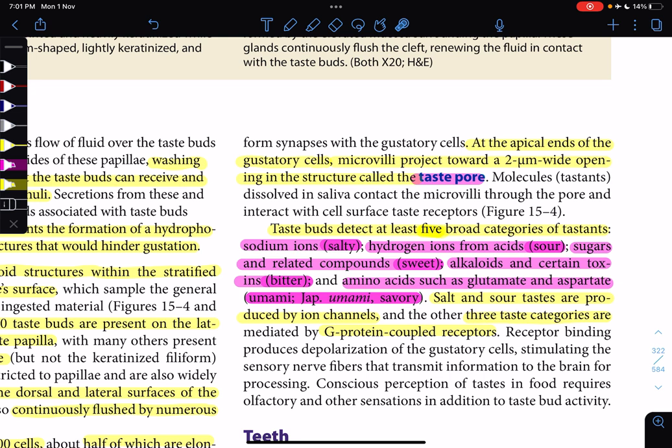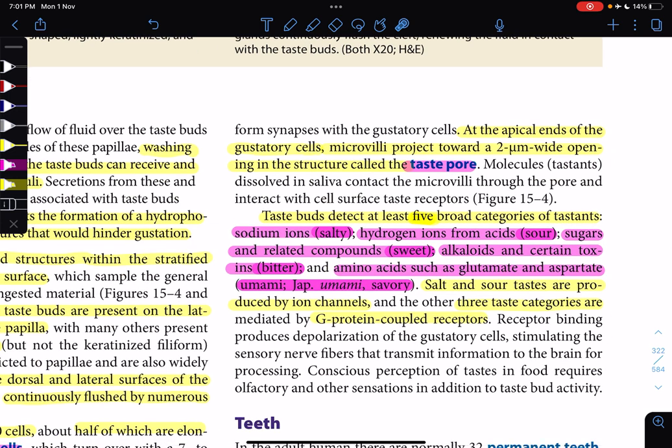So saltiness is detected by sodium ions. Sourness is detected by hydrogen ions from acids. Sweetness is detected by sugars and related compounds, and bitterness is detected by alkaloids and certain toxins. Finally the umami taste, or the savory taste, is detected by amino acids such as glutamate and aspartate. As we said, the salt and sour tastes are detected by ions, sodium ions and hydrogen ions, so they are mediated by ion channels.